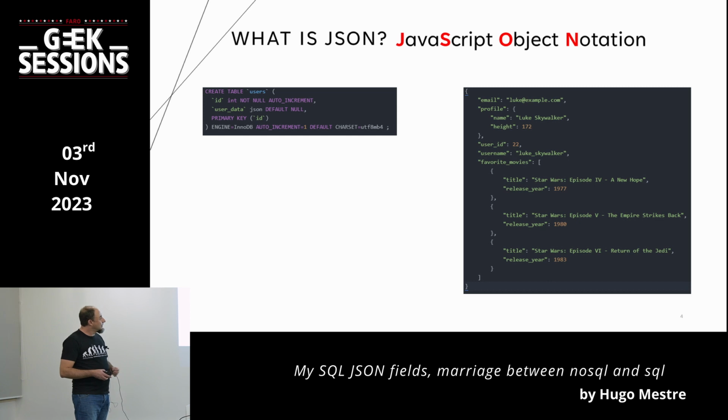in our examples. As you can see, we have an email, a profile that has a name and a height, then we have a user ID, username, and then favorite movie. So we have Mr. Luke Skywalker, then we have the titles of the movies he was in, and then we have his user ID and the height. This was totally invented. I do not know the height of the persons and everything else. This was all produced by a script.